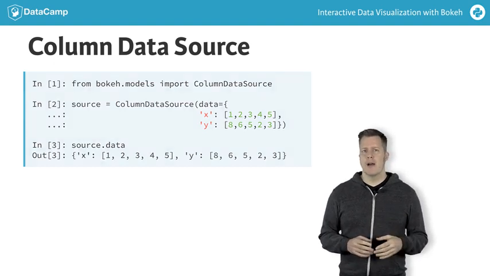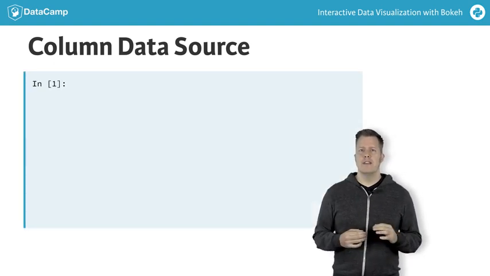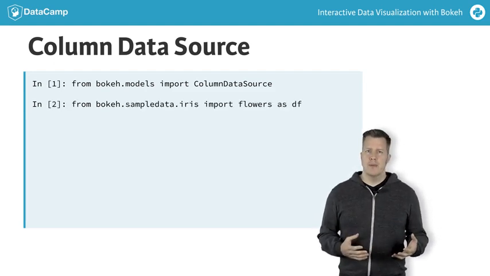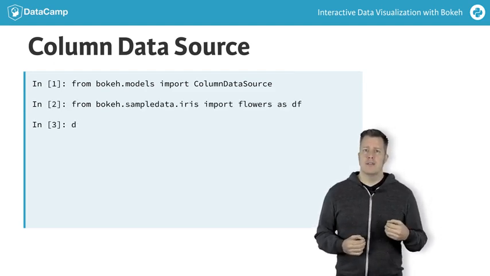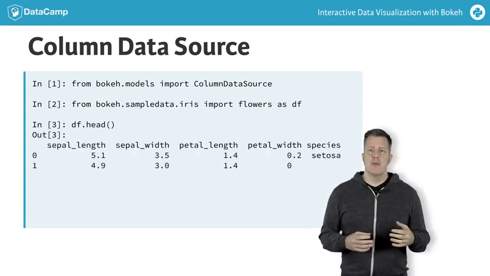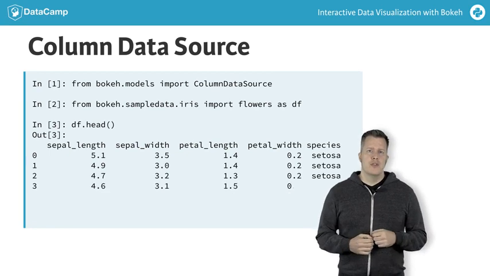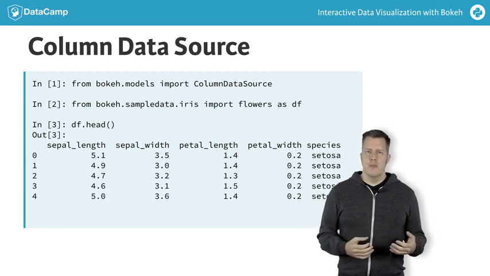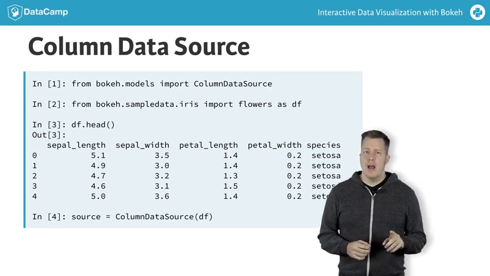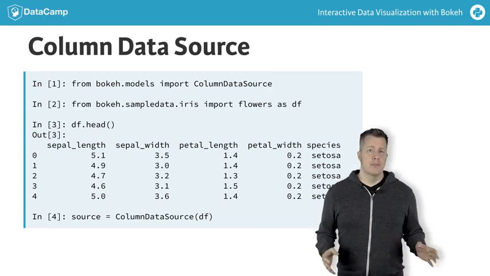The last thing to mention about column data sources is that they are easy to create directly from Pandas data frames. Here we have imported the flowers dataset from bokeh.sampledata.iris. The data is stored in a Pandas data frame, which we examine with the .head method. To create a column data source from this data frame, we simply pass the data frame to the ColumnDataSource initializer. Now the data source can be passed to any glyph method.